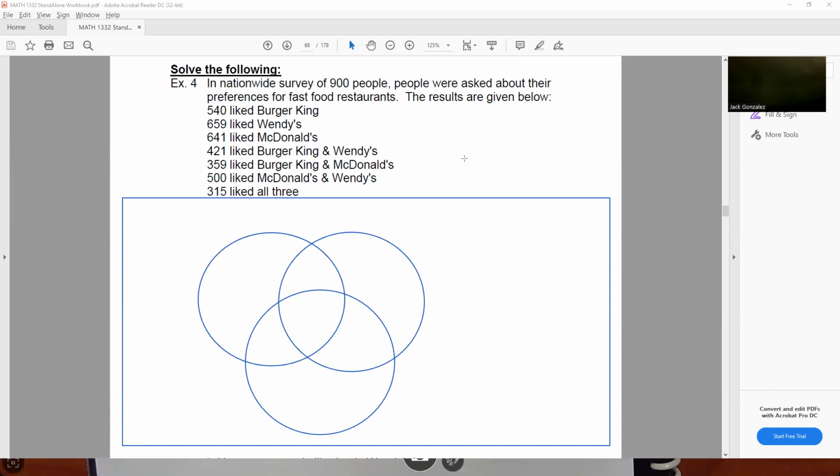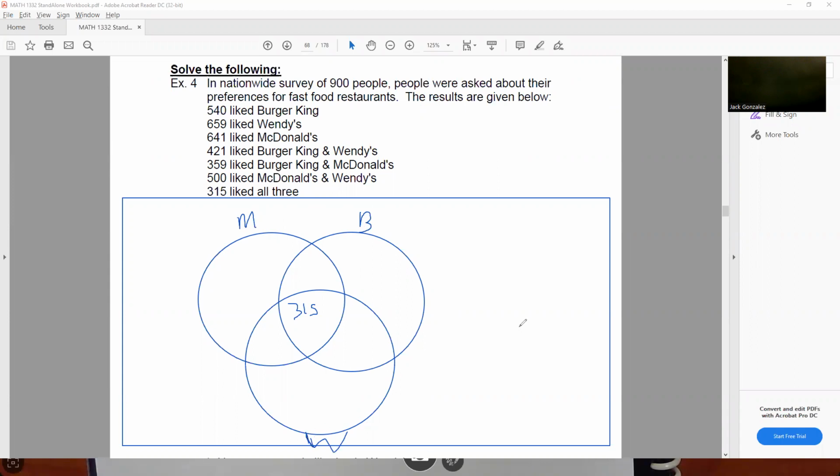All right, so 315 liked all 3. Luckily they gave us that because we put that right in the middle. Liked all 3. So now 421. Yeah, let's label it before I confuse myself. McDonald's, Burger King, Wendy's.